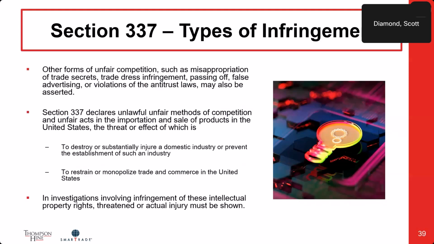Section 337 investigations can declare unlawful any unfair methods of competition and unfair acts in the importation and sale of products in the U.S. where the threat or effect is, number 1, as the slide depicts, to destroy or substantially injure a domestic industry or prevent the establishment of such an industry, or number 2, restrain or monopolize trade and commerce in the U.S. But in all investigations, to come to an affirmative determination, there must be injury or the threat thereof. Next slide, please.